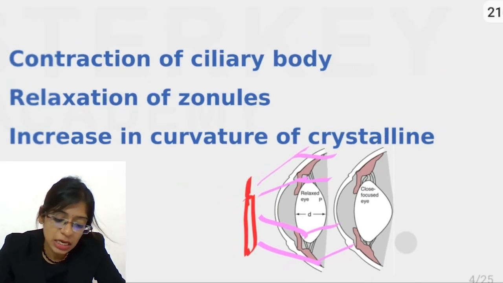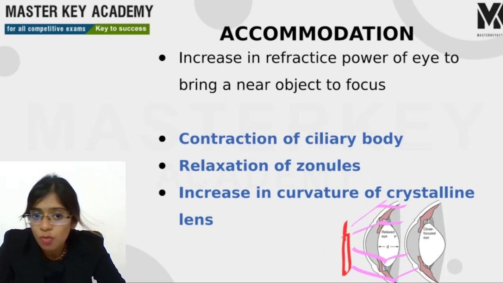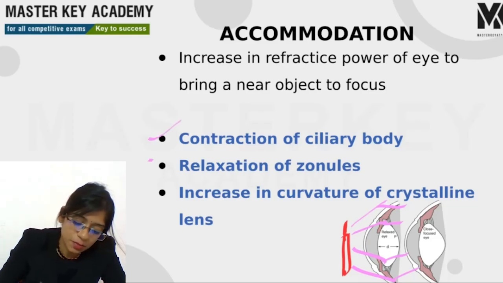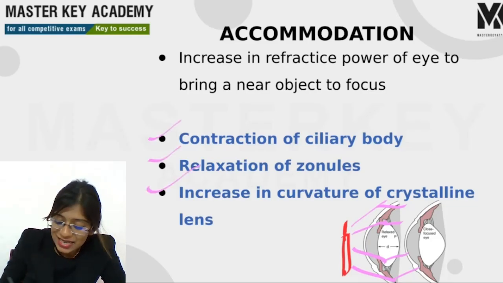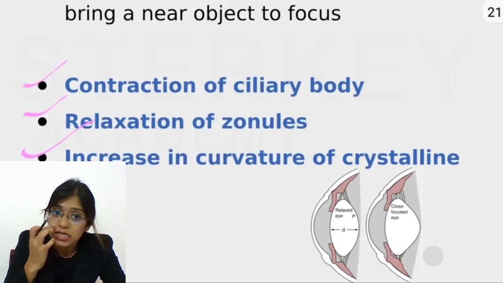So if you want to see a nearby object, the refractive power of the eye must increase, and that is done by a process called accommodation. In accommodation, three things happen. I have written those three here, and they are very important. To increase the accommodative power of the eye, the first thing is that the ciliary bodies must contract.